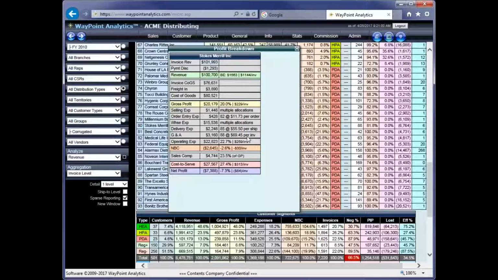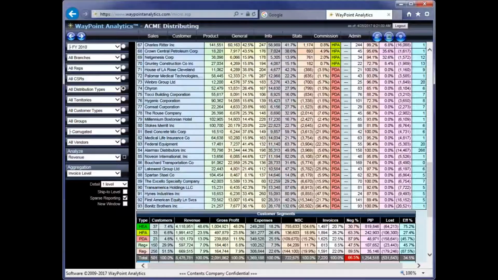And if we compare that to somebody at the bottom that's not doing so well, we can see what's going on here. We've got a 20 margin, but we've got 85 deliveries, 88 invoices. And so what's happening is we're spending more money servicing them.